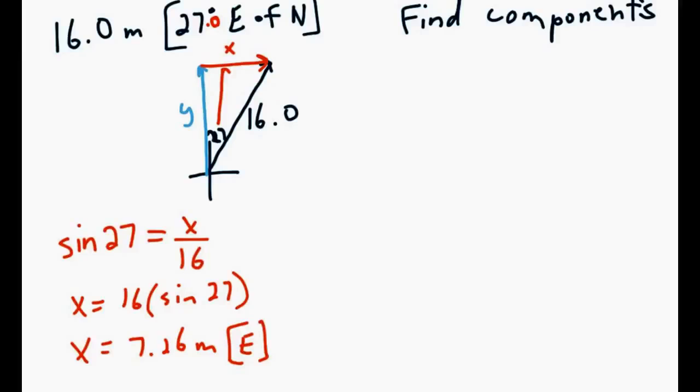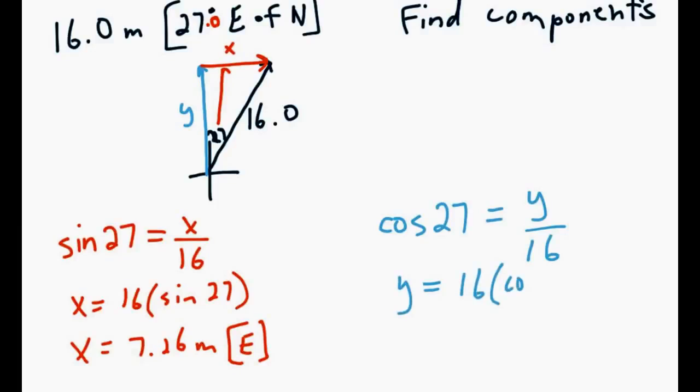Okay, then we do the same thing for our vertical component. We have the adjacent side this time, so we're going to use cosine. So cos 27 will equal y over 16. We'll cross multiply those, so you'd have 16 times cos 27. When you do that on your calculator, we get 14.26. We'll round it to 3 sig digs, so just 14.3, and that one is the one that's going vertically, and we're heading north, so we'd write it as north.